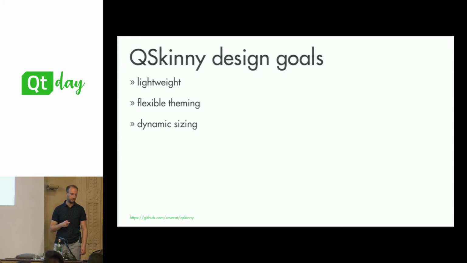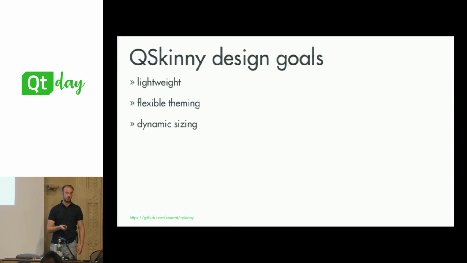Just before we look a bit at the API, there were some design goals which make it a bit different from QtQuick Controls. QSkinny is supposed to be lightweight. Of course, QtQuick Controls 2 is also supposed to be lightweight. But one thing that the QML engine does, or QtQuick does, is it tries to render everything at the beginning of every element, unless it's invisible. Even if it's out of the viewport, it's still rendered at the very beginning. QSkinny tries to only render when it's needed.